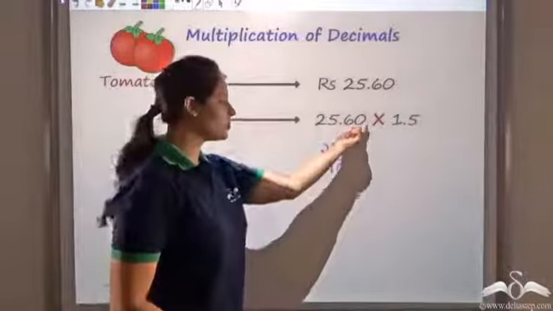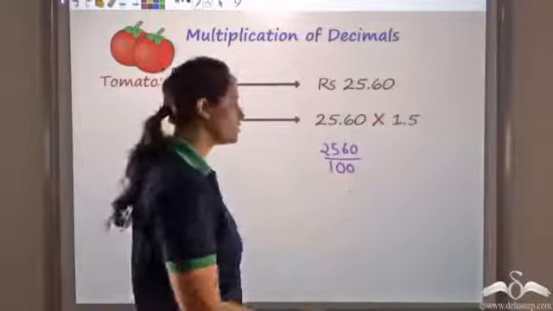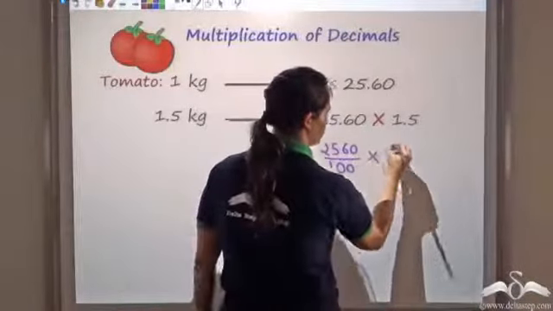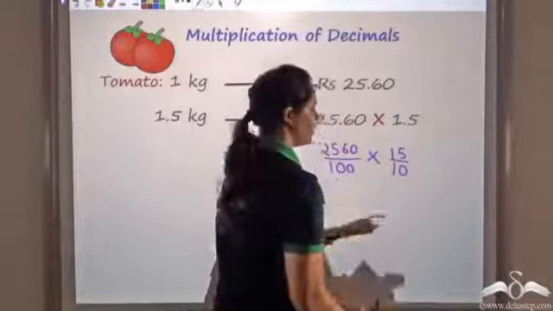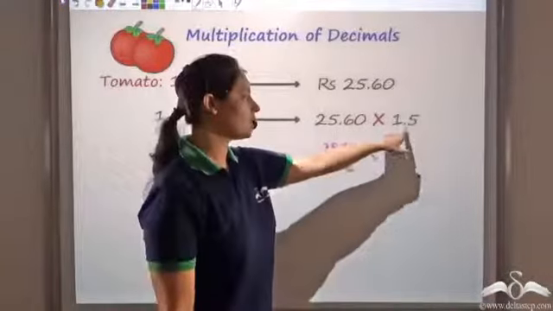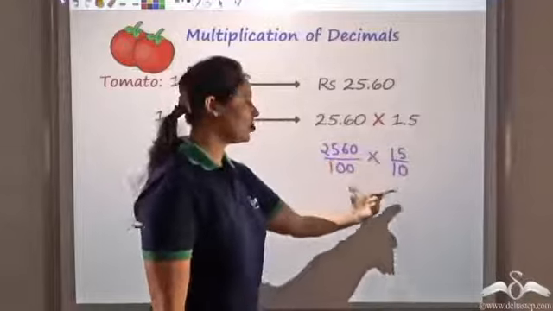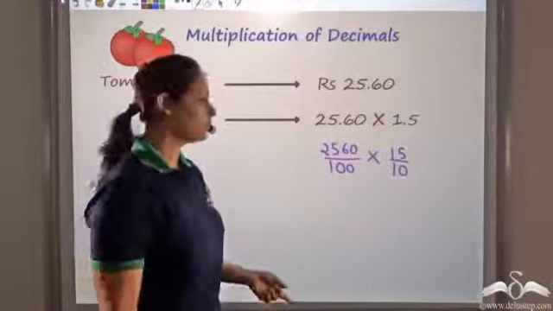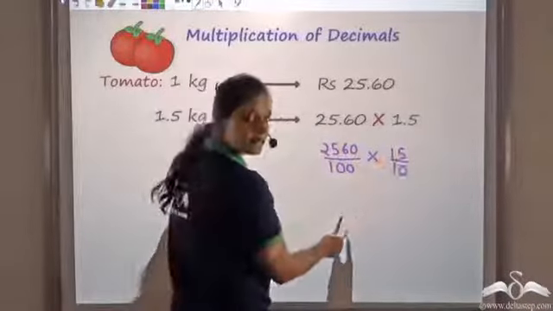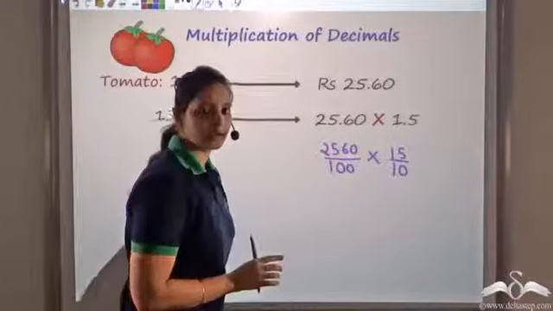After the decimal, 2 digits. So 1 followed by 2 zeros, and this would be 15 by 10, 1 followed by 1 zero, because after the decimal I have 1 digit only. Now I have two rational numbers. I know how to multiply these two. I multiply the numerators and I multiply the denominators.